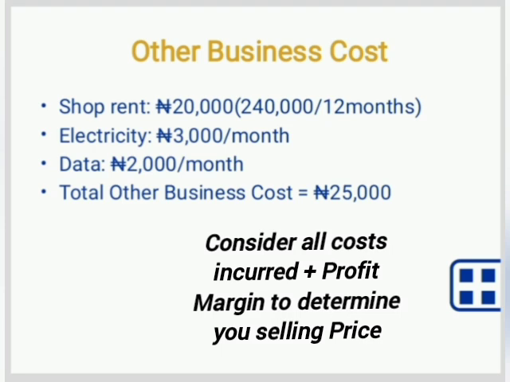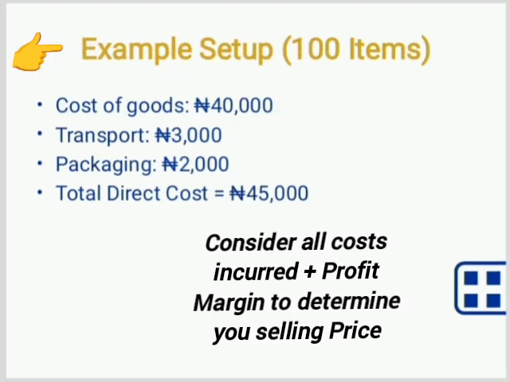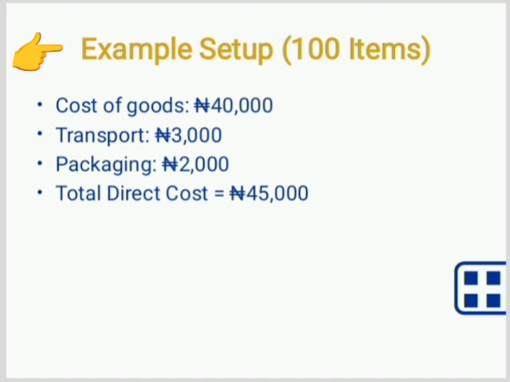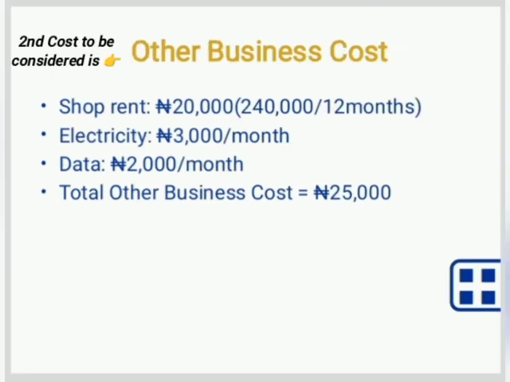All right, now let me give you a real life scenario. So let's say, for instance, you bought 100 pieces of a particular product and those products cost you 40,000 naira. I'll be showing this slide so you can see it properly. And let's say you incur 3,000 naira as your transport to transport those products from the market to your shop. You spend 3,000 naira to the market and back to your shop. Now you package this product for 2,000 naira. All right. Okay, if you sum all that together, I'll give you how much? 45,000 naira.